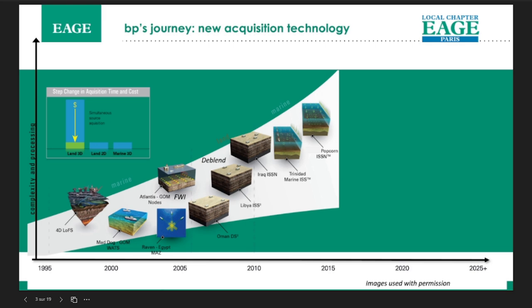So life of field seismic, wide azimuth streamer, multi-azimuth, full waveform inversion, deep water nodes, the blending of blended data, where we separate source arrays and receiver arrays into point sources and point receivers and get much more sampling efficiency, which leads directly to imaging quality. And I'll touch on this again.